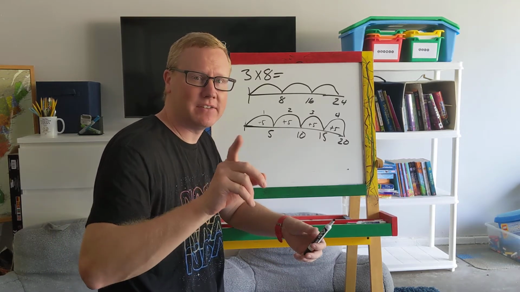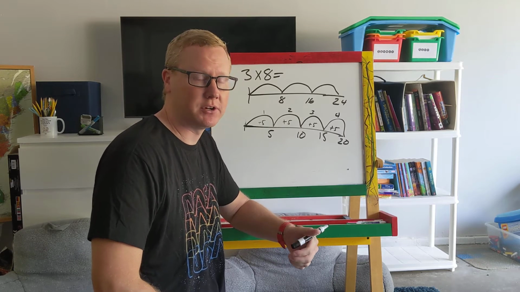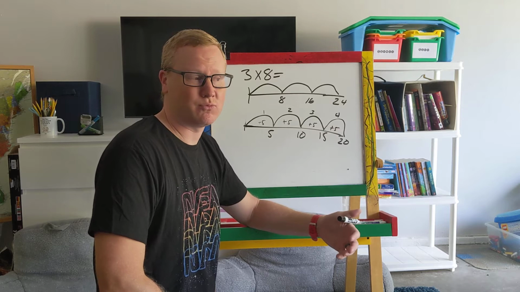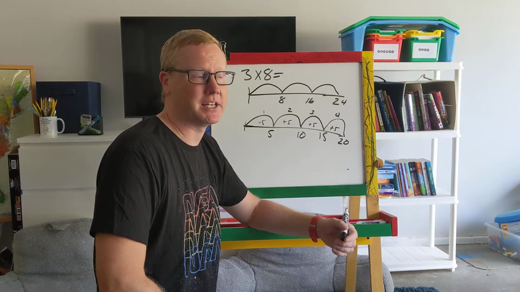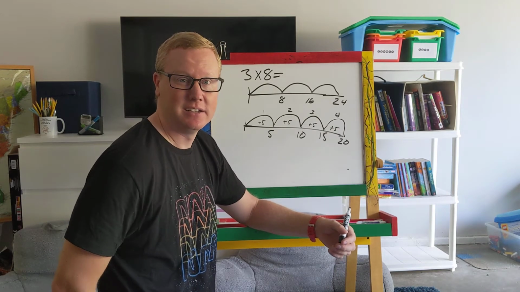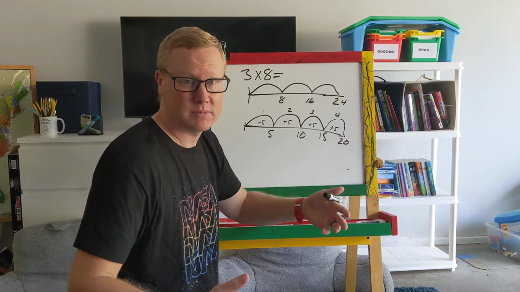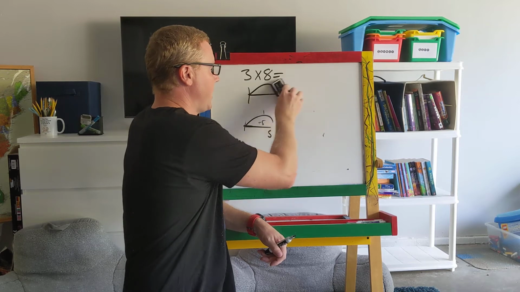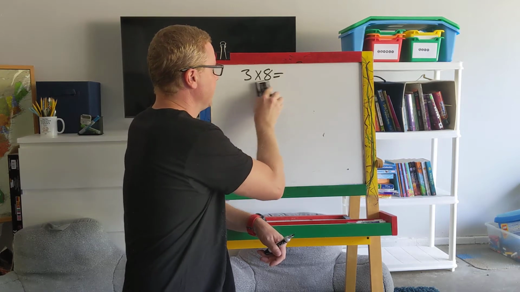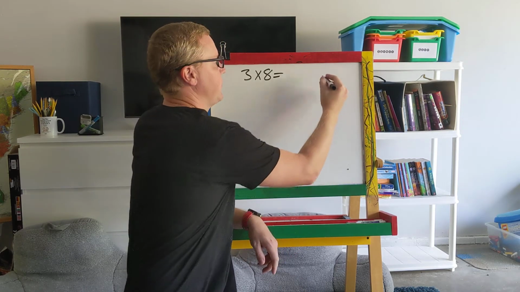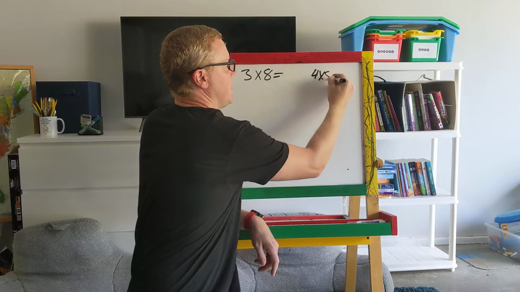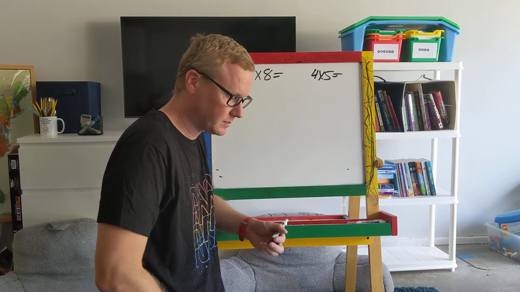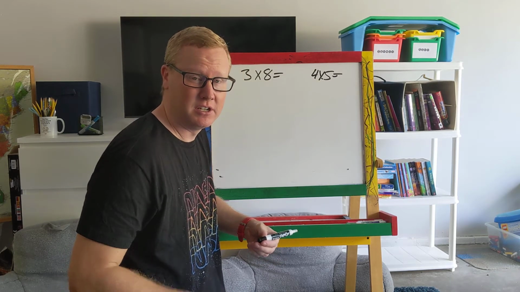But let's see if we can find a slightly more efficient way, because drawing all this out sometimes gets really old and tiring, and you're putting a lot of work into something, drawings, that you don't always have to. So let's look at our second strategy here. I'm going to put up our 4 times 5. Our second strategy is going to be repeated addition.